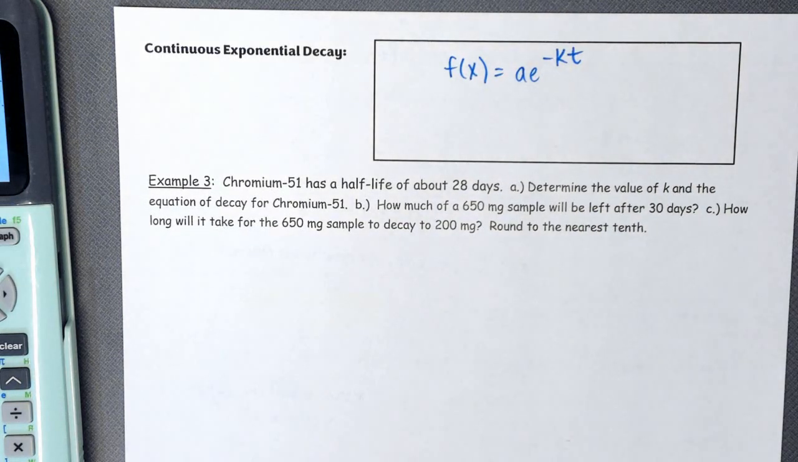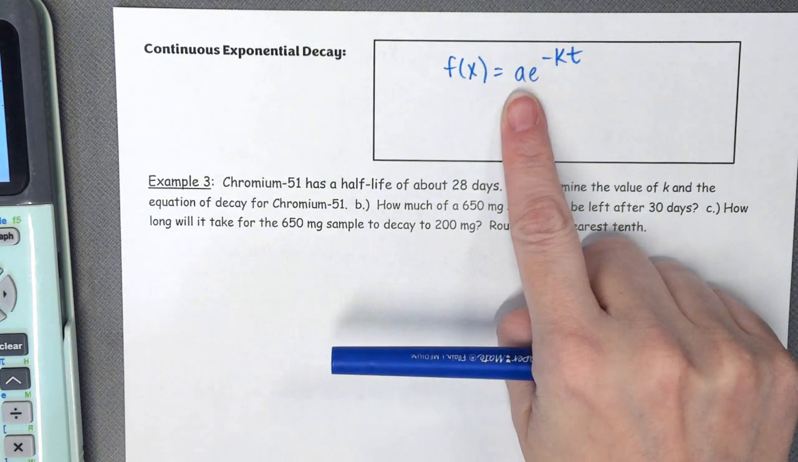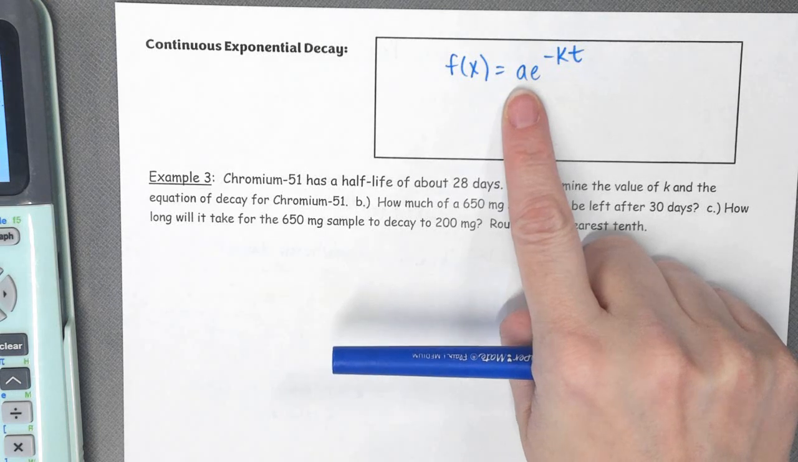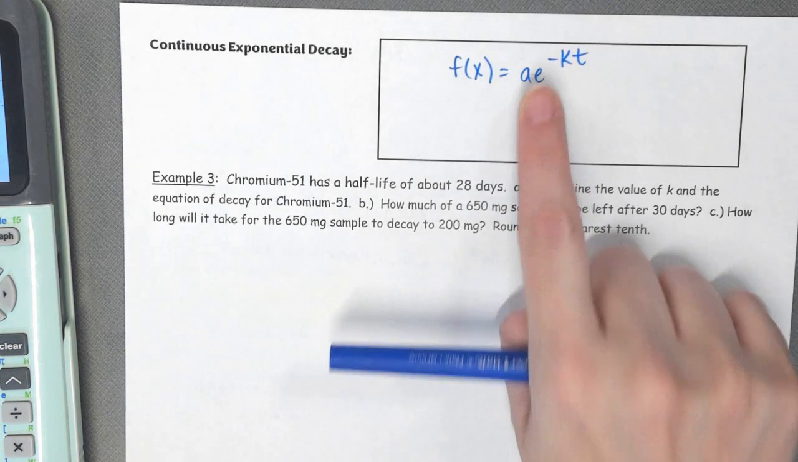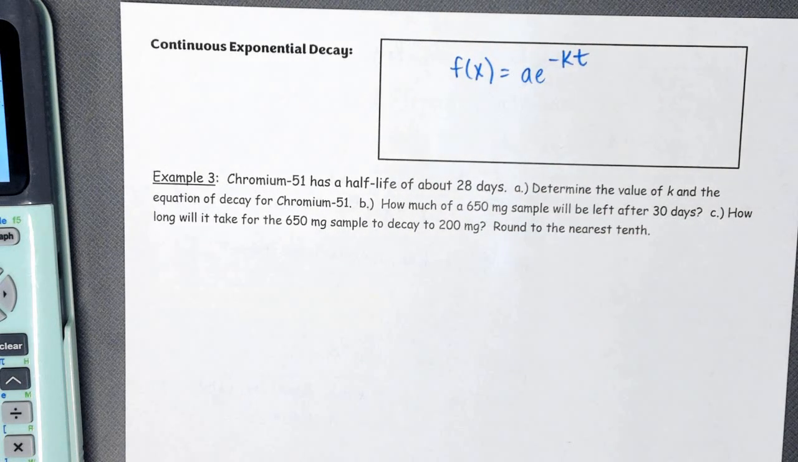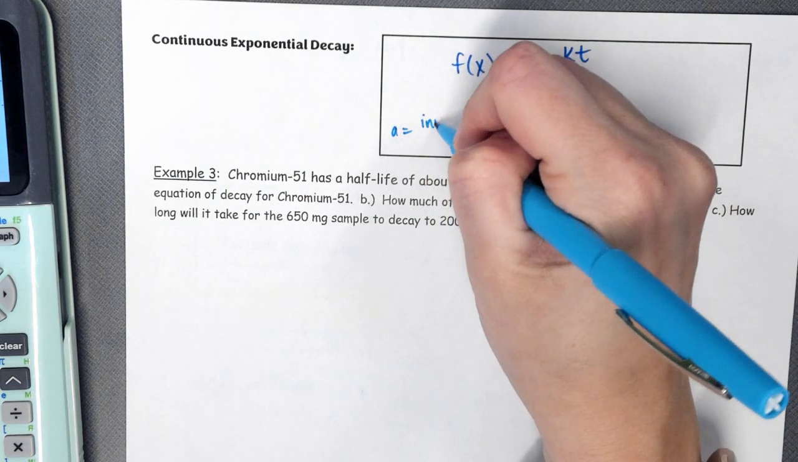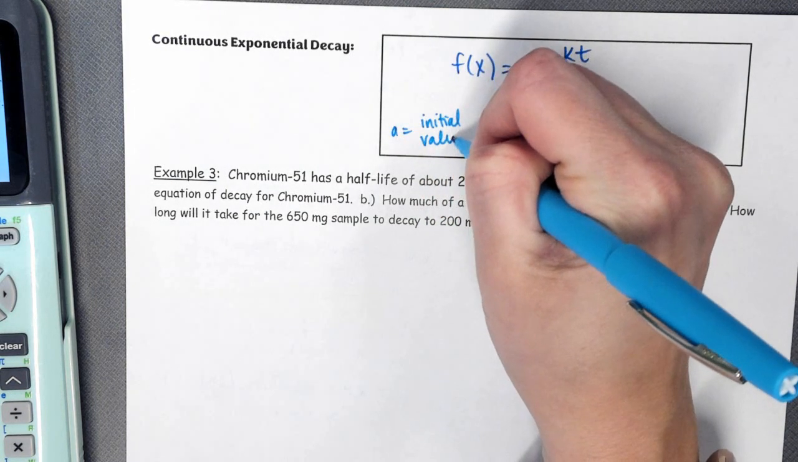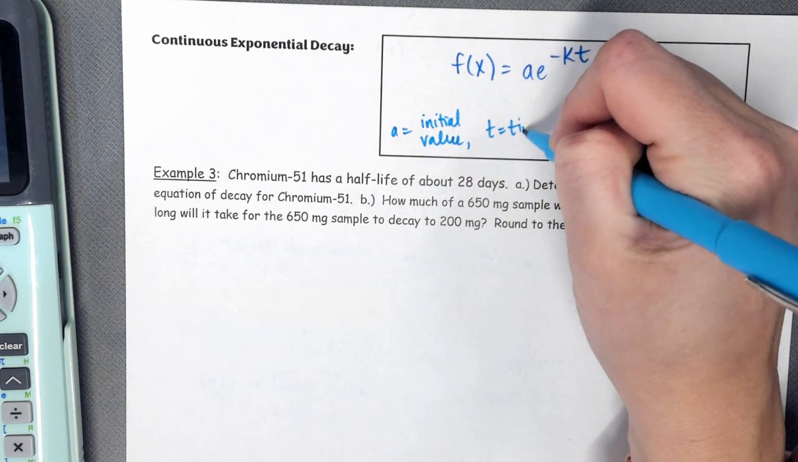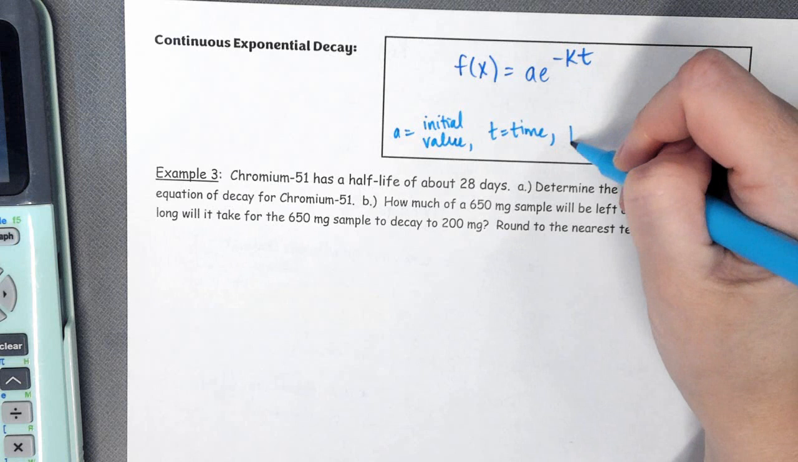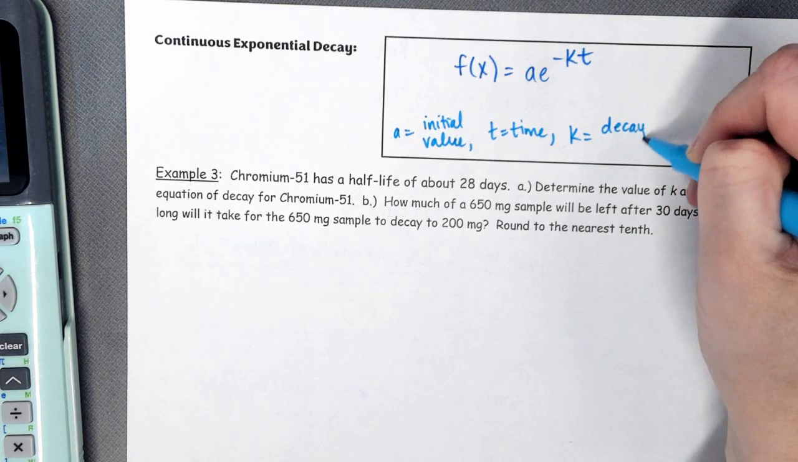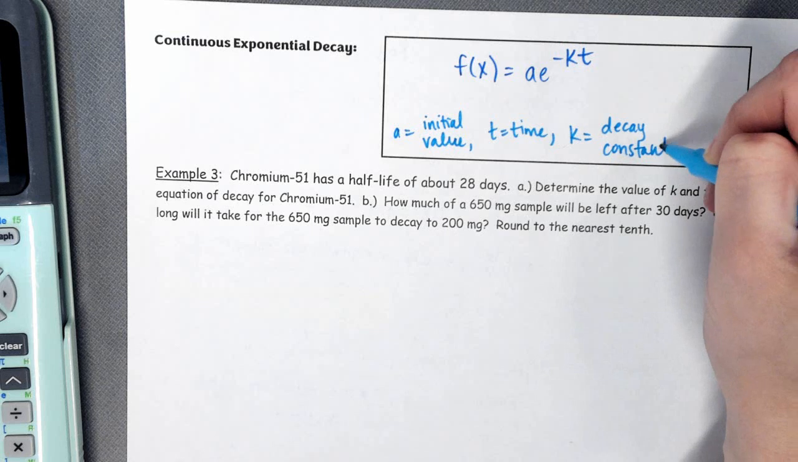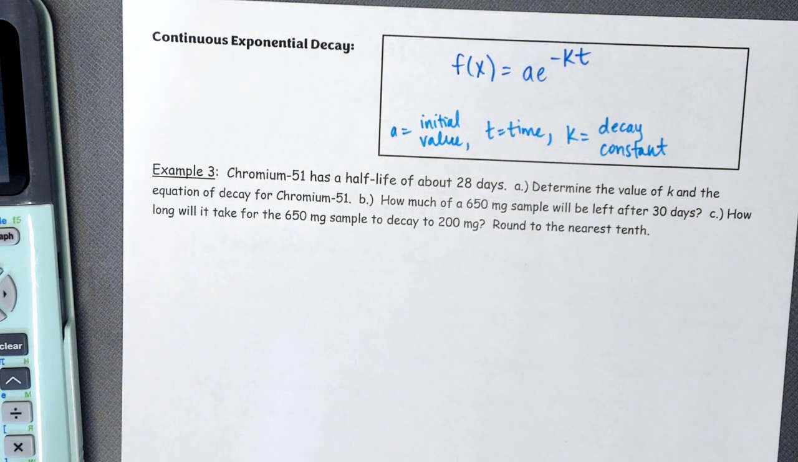Okay, now the continuous exponential decay function is almost the exact same. The only difference is because it's decay, in the exponent you have a negative. Okay? Now your A is still your initial value. Your T is still your time. The units will vary. But your K value is now called the decay constant. And that is something that you will have to find often. In some cases it will be given to you.